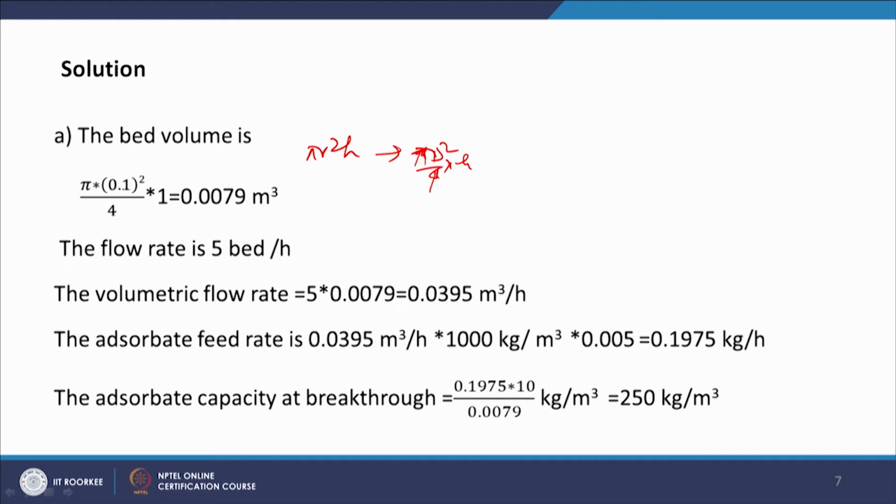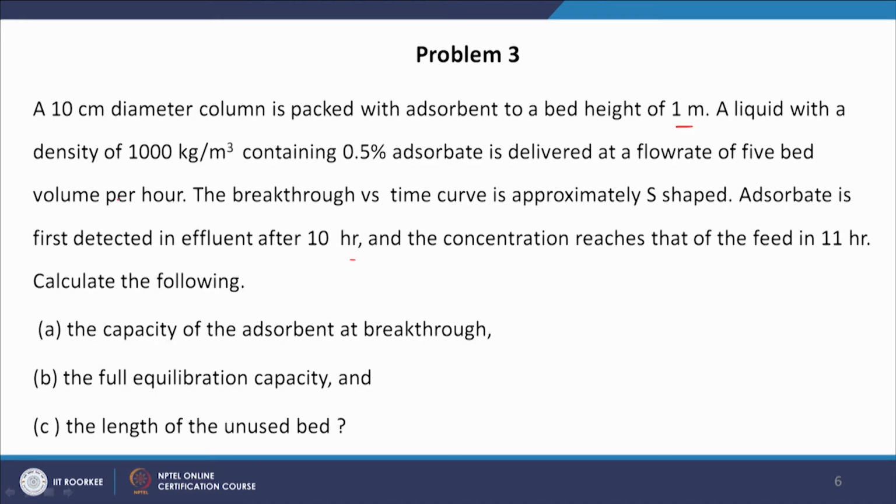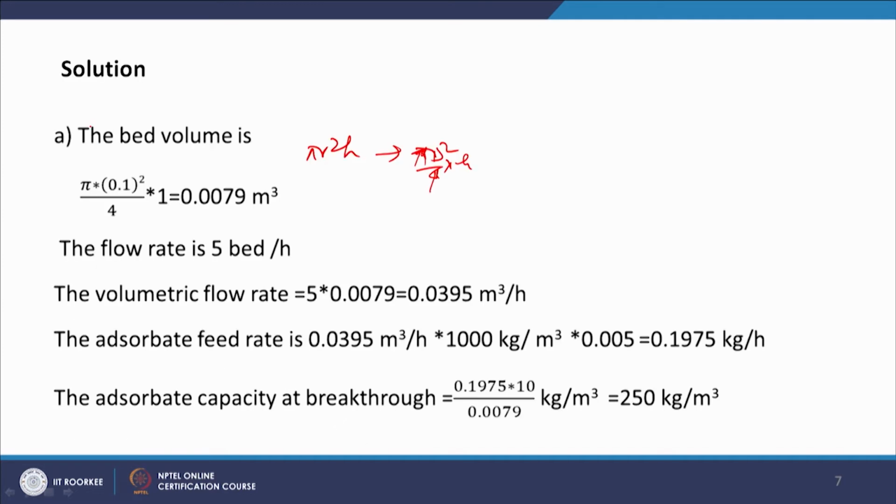In this case the d is equal to 10 centimeter. So, in terms of meter it will be 0.1. So, pi into 0.1 square by 4 into 1 meter is the length. So, that is equal to 0.0079 meter cube.